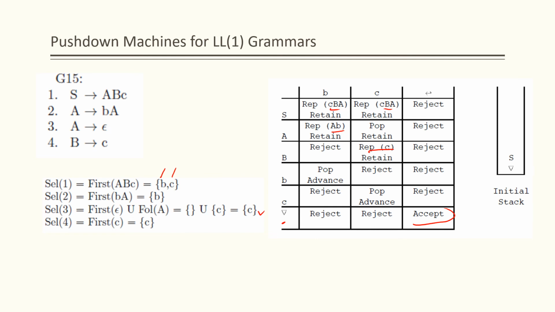For rule number 3, actually, it is epsilon. When it reaches selection C and sees C, you pop and return. This is for rule number 2. The next one is you pop and advance when it is the same input symbol. The same input symbol is pop and advance. The rest is reject. That is how you do it.